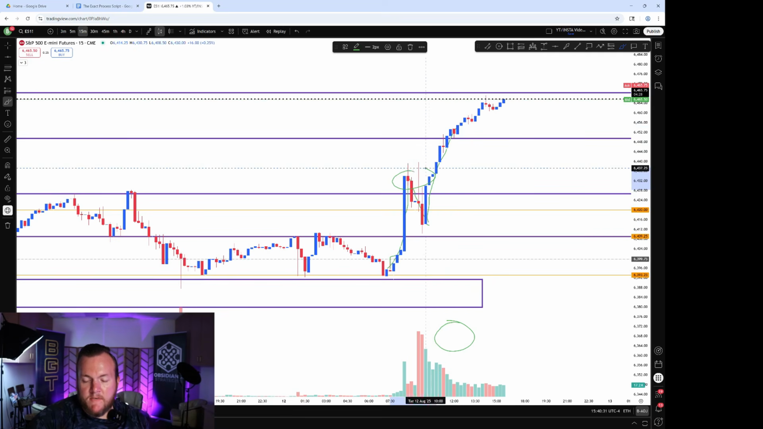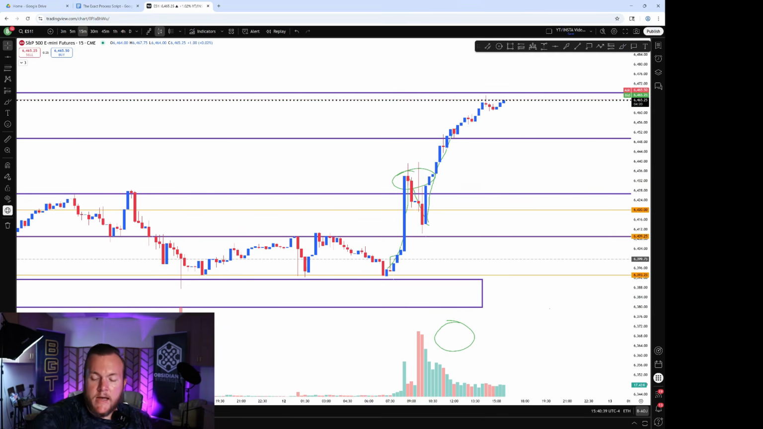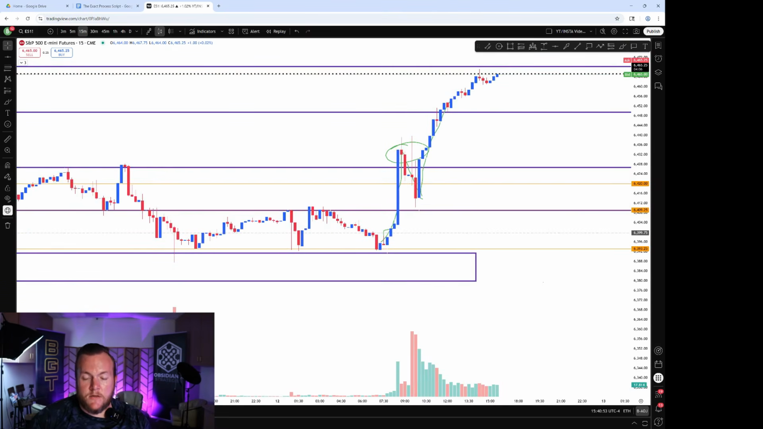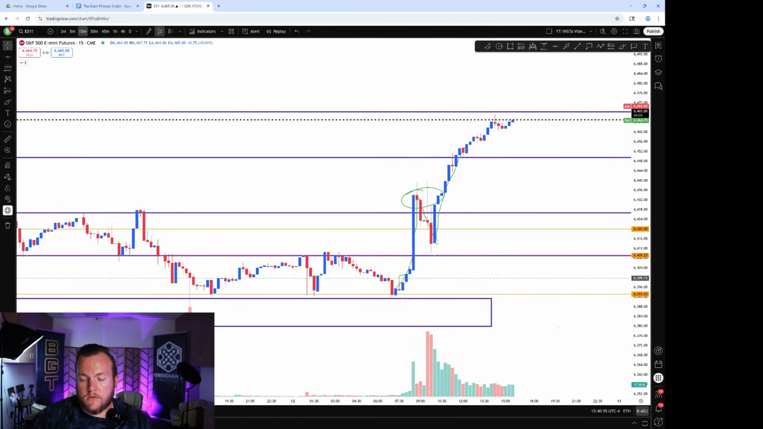What did this give us? This gave us a break of structure. The market generally moves in a couple of different patterns: rally-base-rally, drop-base-drop, drop-base-rally, rally-base-drop. It also does two different things: break of structure and change of character. Break of structure gives us continuation. Change of character gives us reversals.